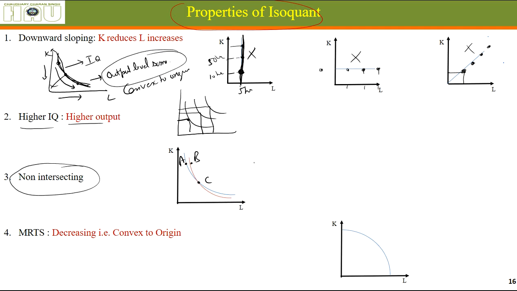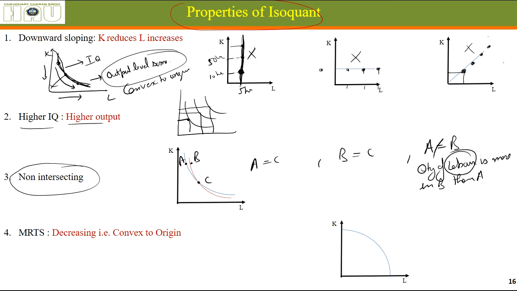As we can see, A equals C in terms of output level, and B equals C in terms of output level. So by the property of transitivity, A should be equal to B, but it is not equal, because the quantity of labor is more in B than A. If the quantity of labor is more, naturally the output should be more when the other input is equal. So they cannot intersect at all.